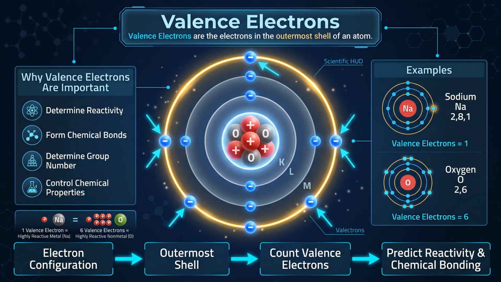Oxygen has 6 valence electrons, which means it needs only 2 more electrons to complete its outermost shell with 8 electrons. Instead of losing 6 electrons, oxygen gains 2 electrons because that requires much less energy. As a result, oxygen forms the negatively charged oxide ion O2-. After gaining 2 electrons, oxygen also achieves the stable configuration 2,8, similar to the noble gas neon.